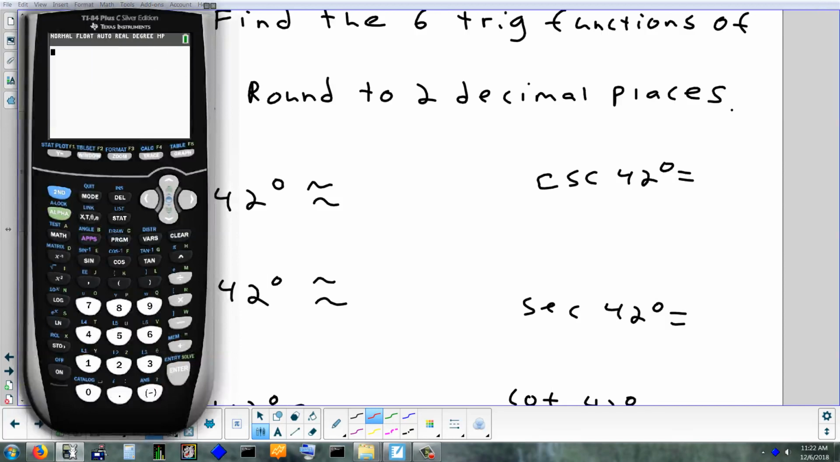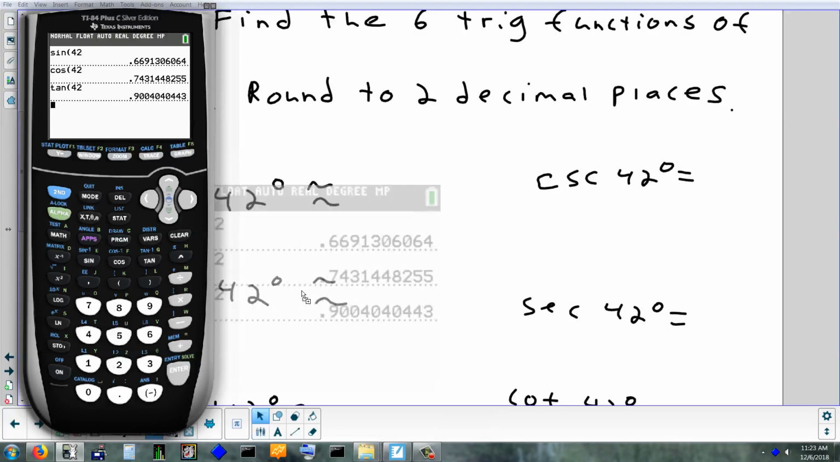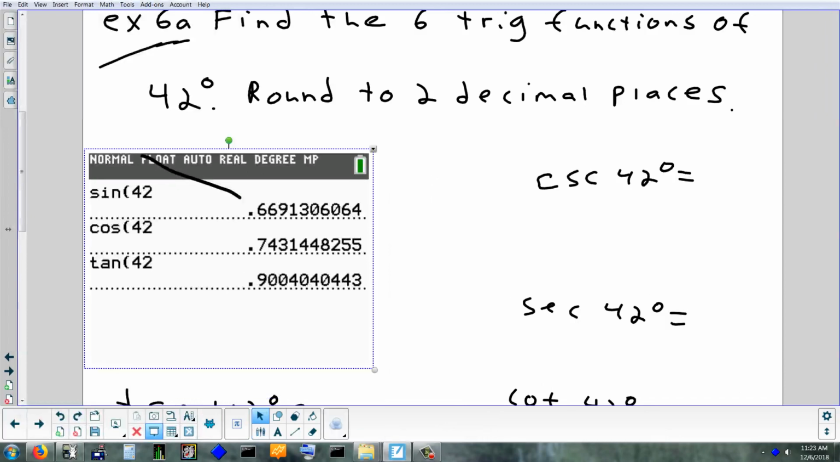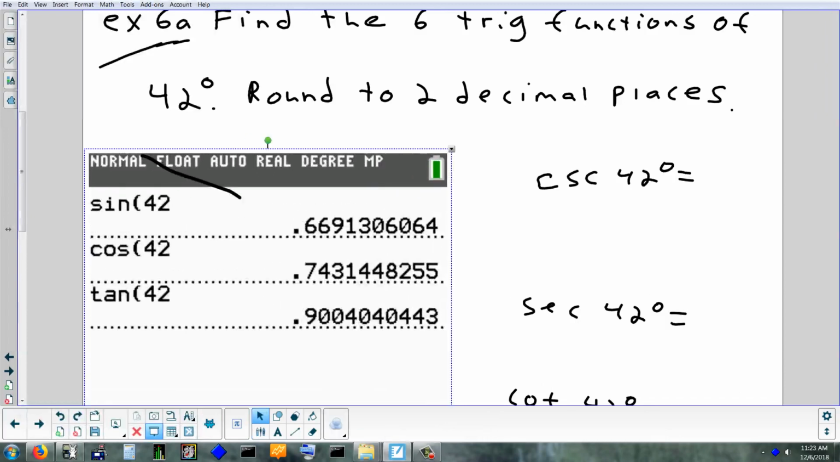And now you just type them all in. Sine of 42 is that. Cosine of 42 is that. Tangent of 42 is that. So technically they said to round to 2 decimal places, so that would be 0.67, 0.74, 0.90. Any questions on those?